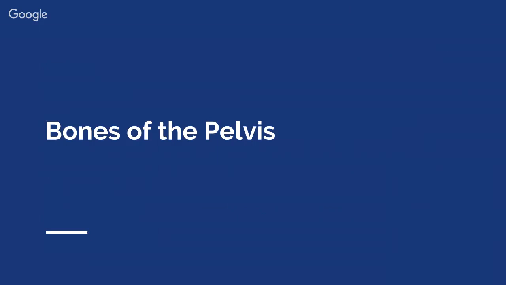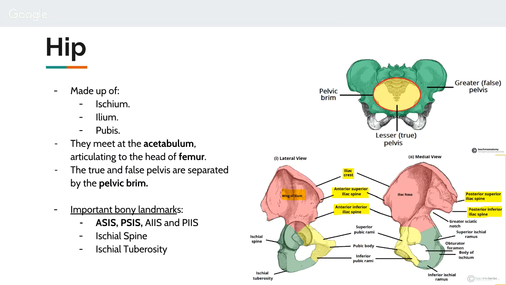Okay, so running quickly through the pelvis. It's made up of the ischium, ilium, and pubis. These are the important bone landmarks that you need to learn. Yeah, that's about it.